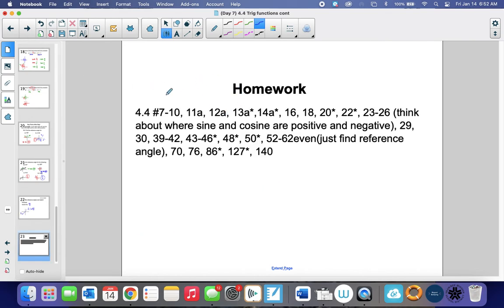All right, this is your homework, team. I tried to do a whole bunch of optionals, so make sure you pay attention. This group is all optional, which is why it has the asterisk.